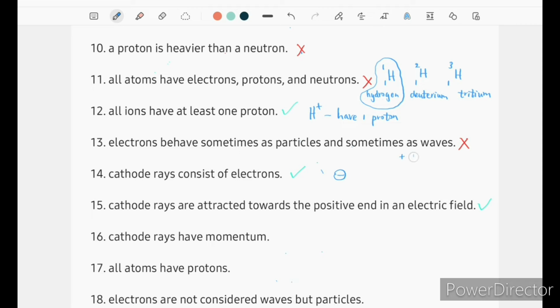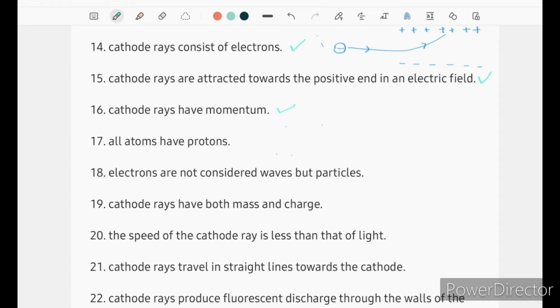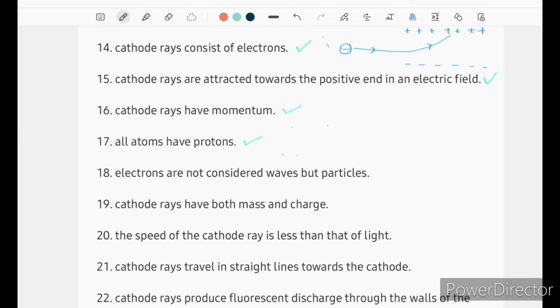15. Cathode rays are attracted towards the positive end in an electric field. It is correct. Simply, any negatively charged particle is attracted towards a positively charged particle and vice versa. 16. Cathode rays have momentum. Correct. 17. All atoms have protons. Correct. 18. Electrons are not considered waves but particles.